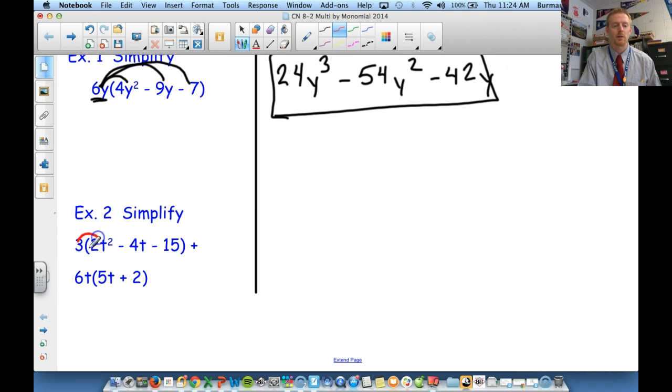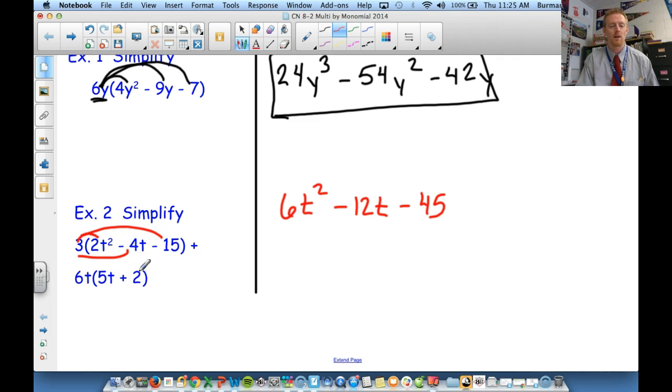So we're going to distribute, and then we will add. So this 3 goes to all three terms, which will turn us into having a 6t to the second power minus a 12t minus a 45, because 3 got to all three of our terms. Now it's important that you keep the negative number, the sign in front of each one of our terms is going to tell us if it's a positive or a negative.